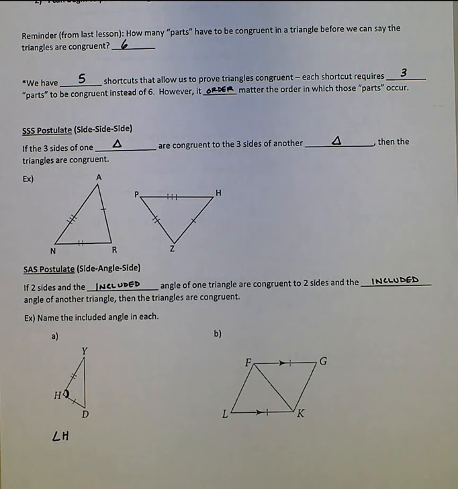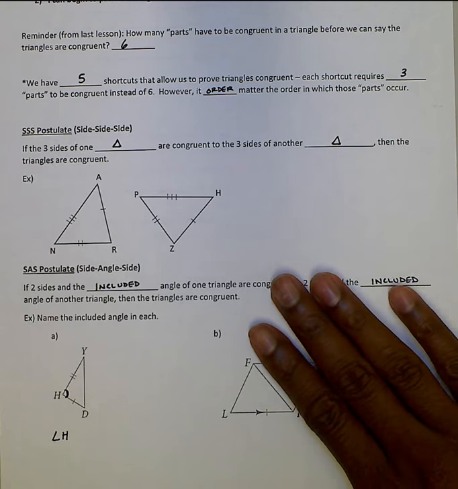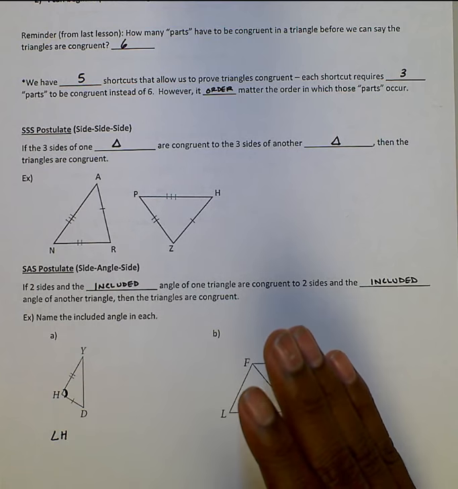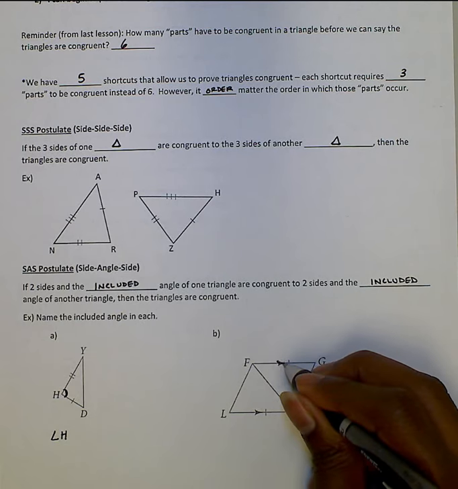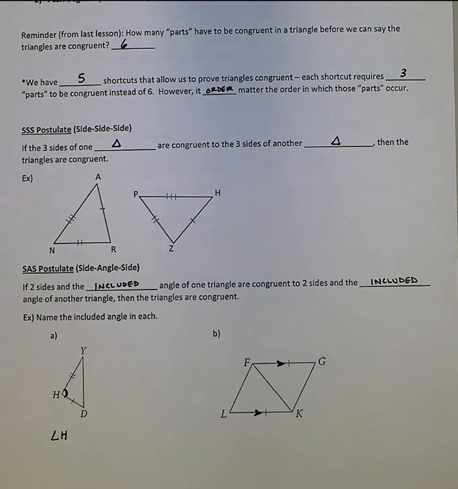In B, we aren't really given 2 sides to begin with, but we can work with that. In B, we have 2 triangles: triangle FKL and triangle FGK. We have these parallel signs. And remember I told you that anytime you see parallel lines, your first thought needs to go to corresponding angles, same side interior angles, alternate interior angles. So make sure you're still on that track.